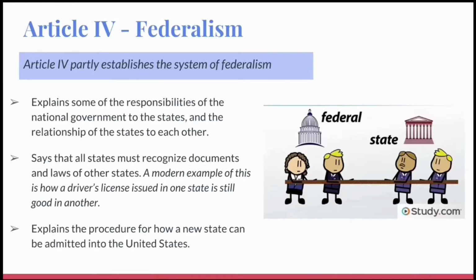This goes back to the times during the Articles of Confederation when originally the states were all printing their own versions of money, and that was creating a lot of confusion and problems with trading between the states. So the Founding Fathers wanted to make sure that wouldn't happen again. This article also explains the procedure for how a new state can be added to the U.S., which we could still do if we wanted to.